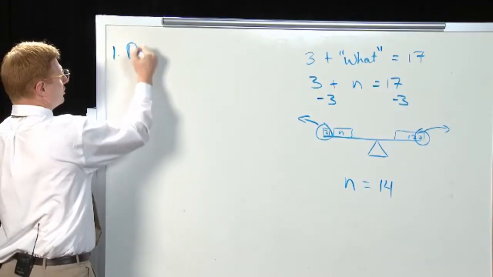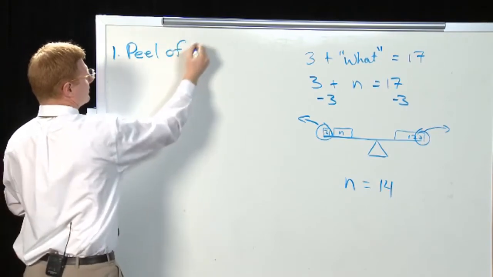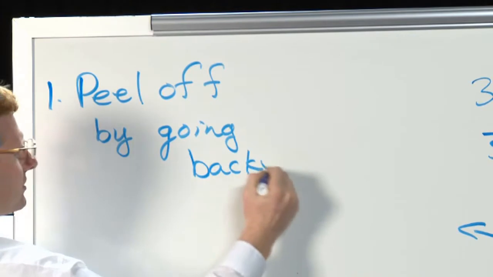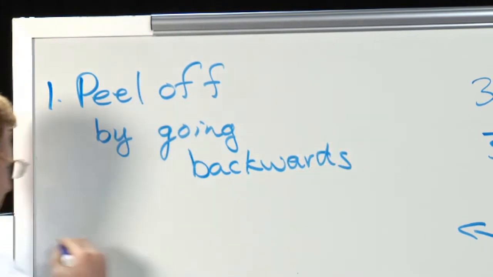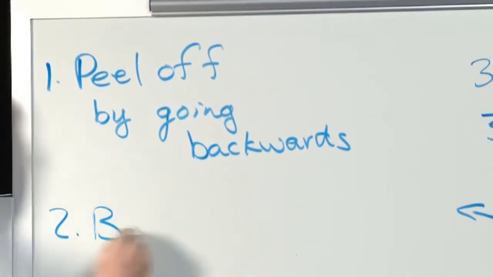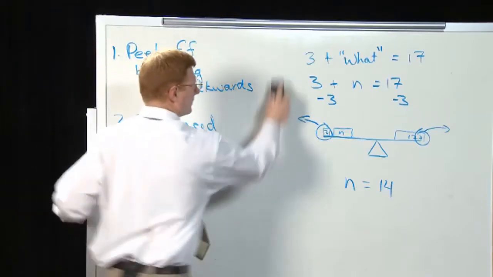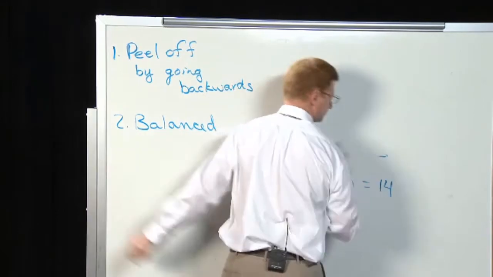So we have two major ideas that are going on here. Number one, you want to peel off by going backwards. Number two, you want to make sure you keep everything balanced. I'll show you how handy this can be.